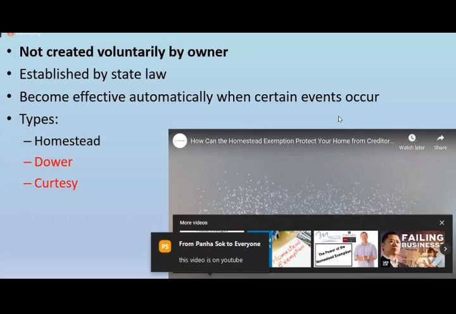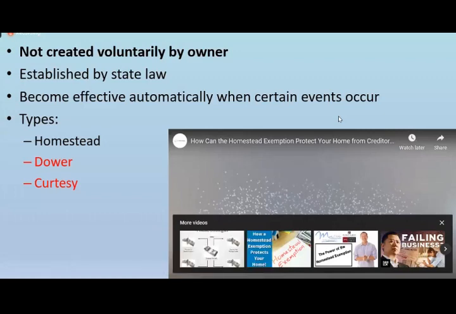All right. So getting back to the conventional life estates on page 74, does everybody understand the difference between the reversionary interest and the remainder interest? Yes. Okay. Legal life estate. A legal life estate is not created voluntarily by an owner. Rather, it is a form of life estate established by state law. It becomes effective automatically when certain events occur.